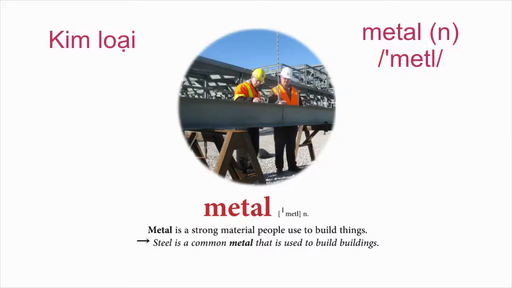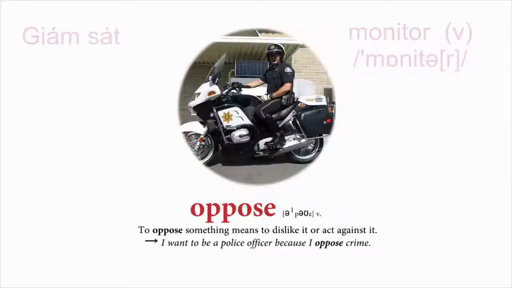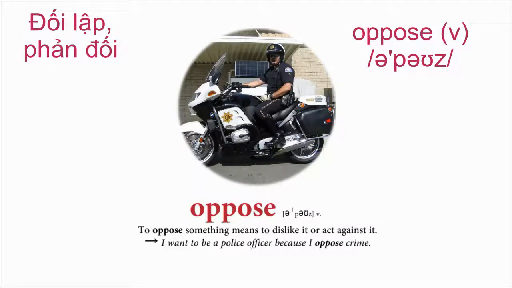Metal. Metal is a strong material people use to build things. Steel is a common metal that is used to build buildings. Monitor. To monitor people or things is to watch them closely. The teacher monitors the students when they take tests. Oppose. To oppose something means to dislike it or act against it. I want to be a police officer because I oppose crime.